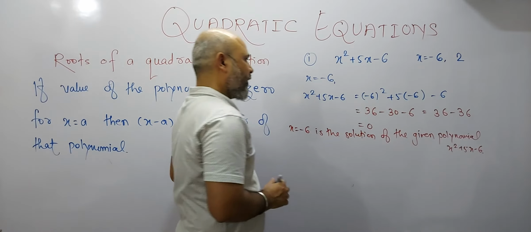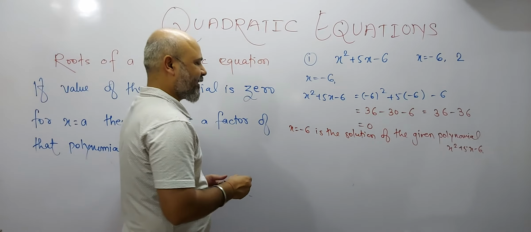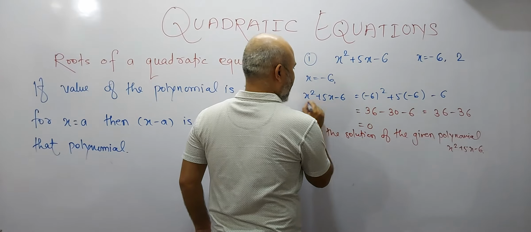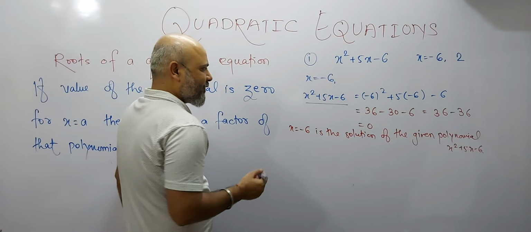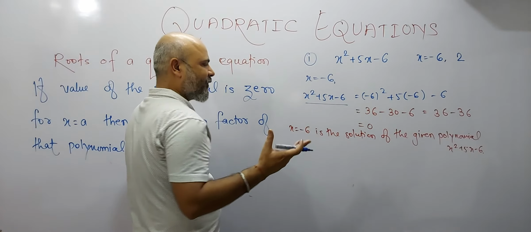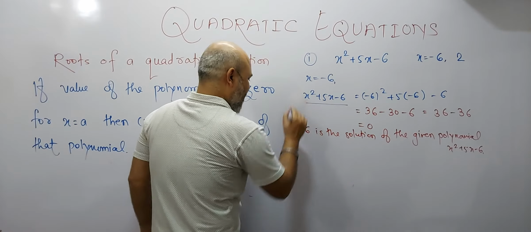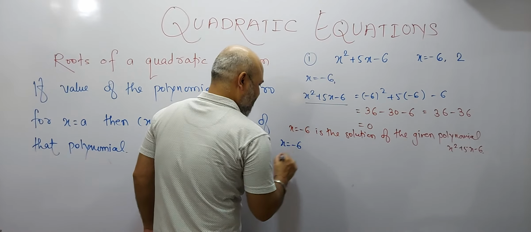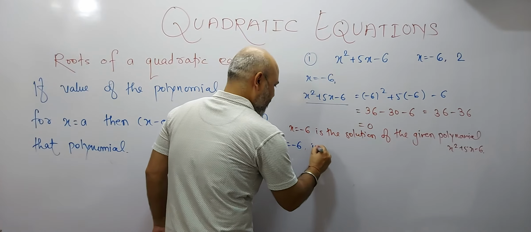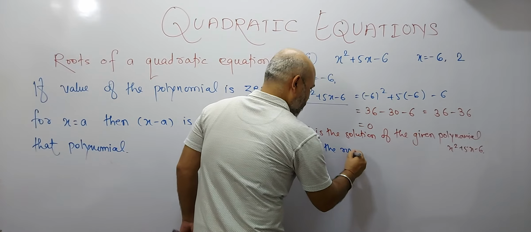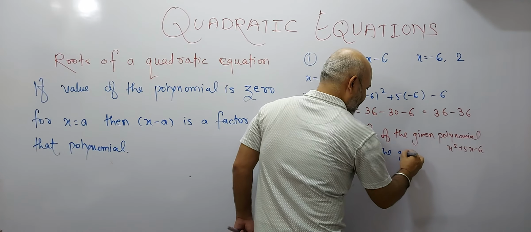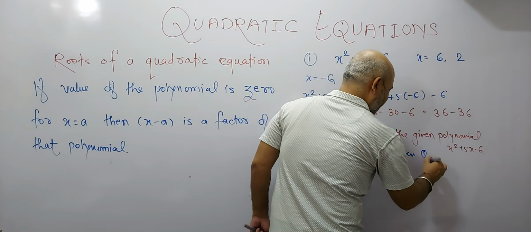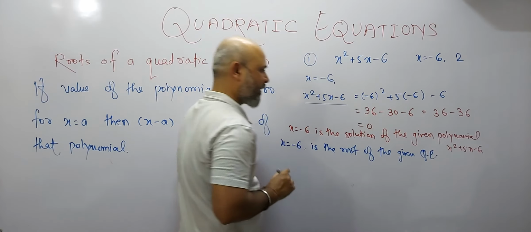Okay, and this we can say that when we equate this equation with 0, this will become a quadratic equation. Means when this polynomial is equated with 0, we can say that x is equal to minus 6 is the root of the given quadratic equation. I am talking about quadratic equation.